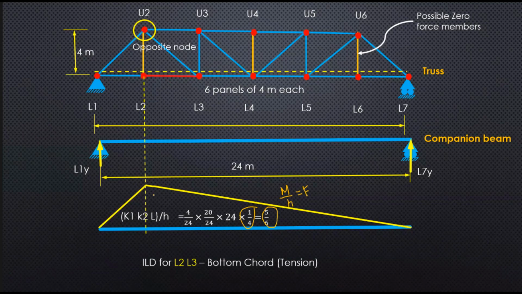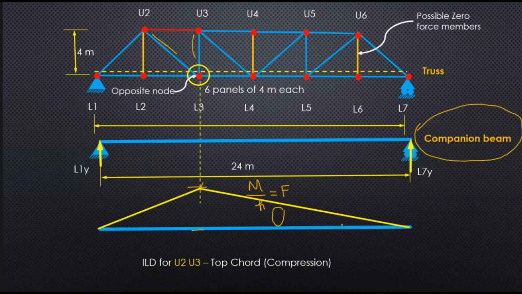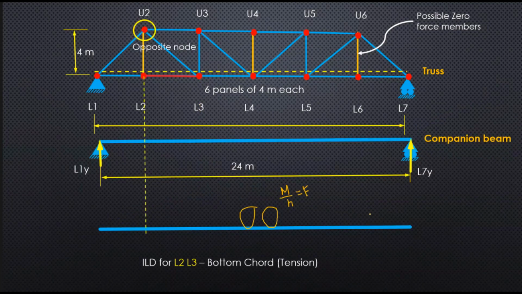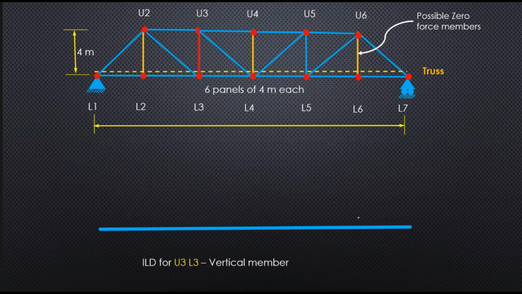Now you can see here that whenever the load moves on the entire span, over all 6 panels, the sign of the chord forces does not change. I also want to show the earlier one: because the load moves on the entire span, the sign of the force does not change. Now I move on to a vertical member. You can see the vertical member; I want U3, L3.